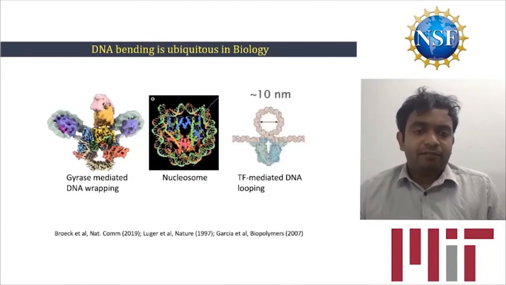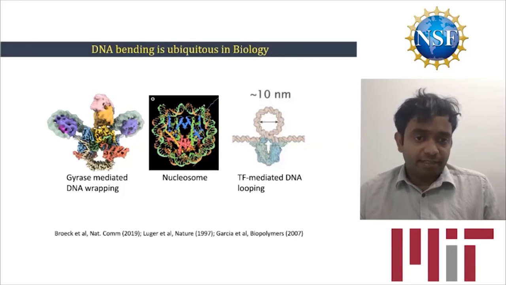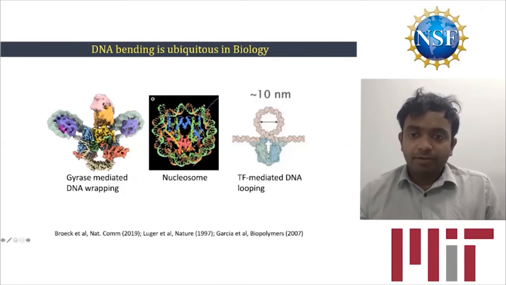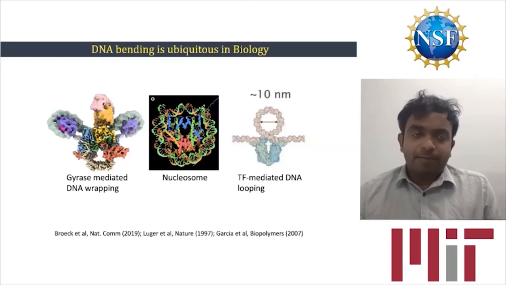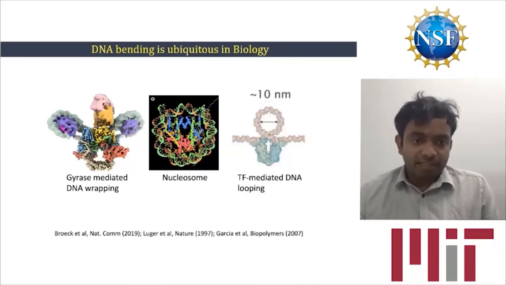Bent DNA conformations occur ubiquitously in biology, and shown here are three diverse examples: the bacterial DNA gyrase, which bends DNA, the nucleosomes, and transcription factors, which also induce DNA looping. And because bent DNA is so ubiquitous, it leads us to ask whether the mechanical properties of DNA can influence the formation, the remodeling, and the dissolution of such nucleoprotein complexes.